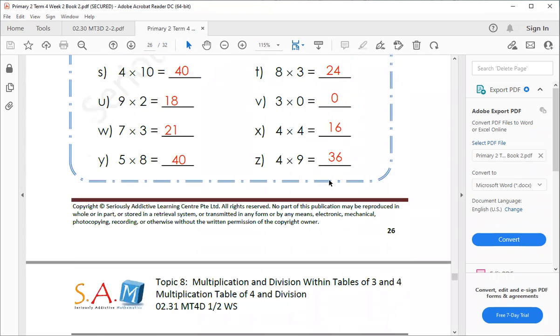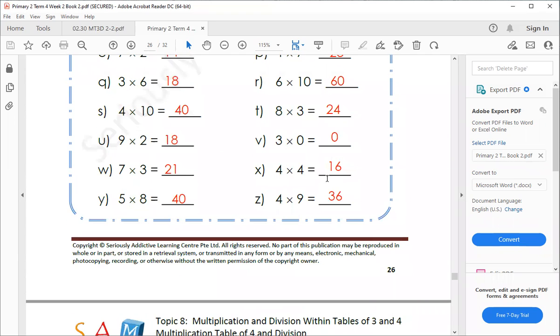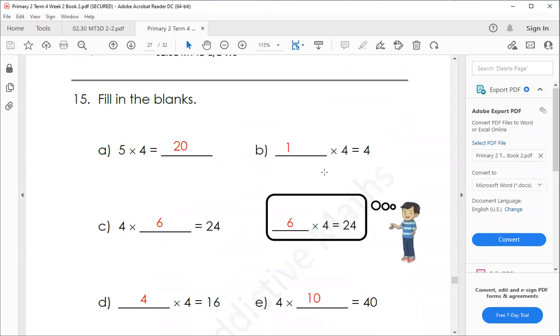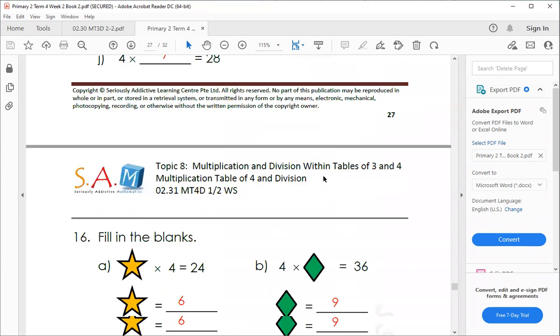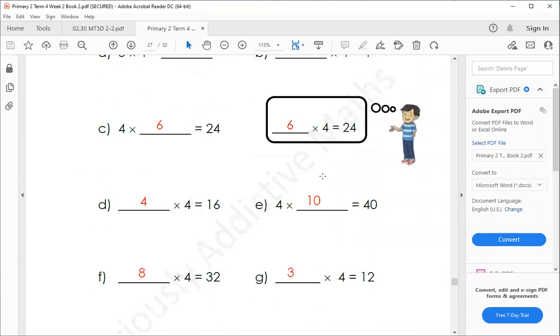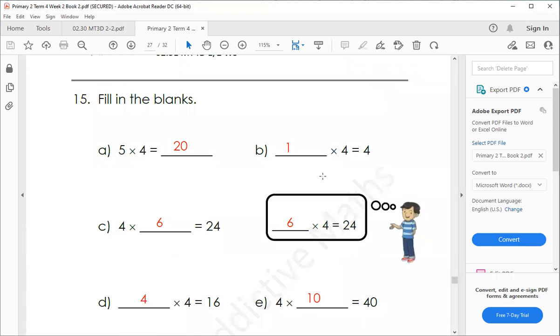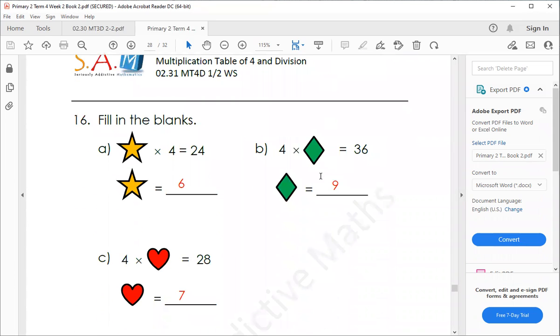After that, if you think they're up for it, you can test them. These are testing of multiplication of different numbers, not just 4. And the questions that I would like you to get them to do are a few questions from question 15 and maybe 2 questions from question 16, A and B. Okay, and that's it for this week's topic. Thank you.